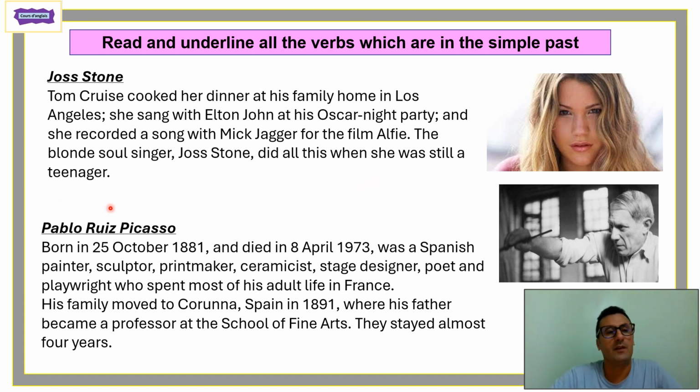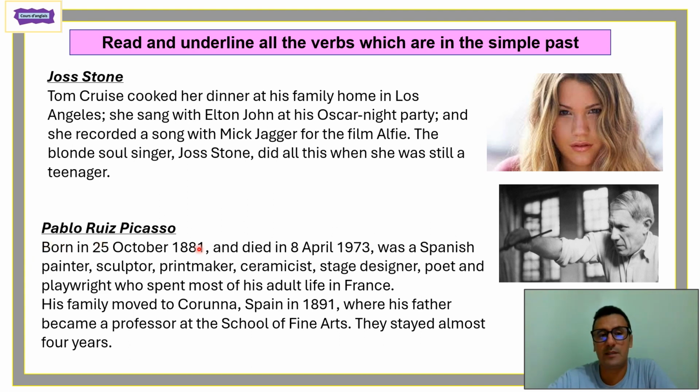Je relis. Tom Cruise cooked her dinner at his family home in Los Angeles. She sang with Elton John at his Oscar night party, and she recorded a song with Mick Jagger for the film Alfie. The blonde soul singer Joss Stone did all this when she was still a teenager.